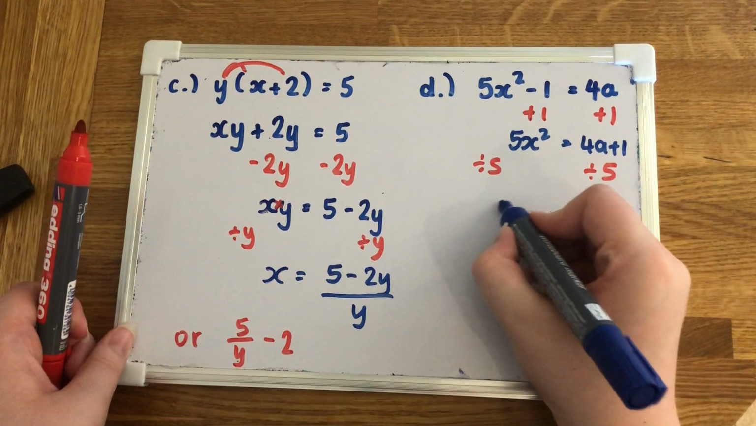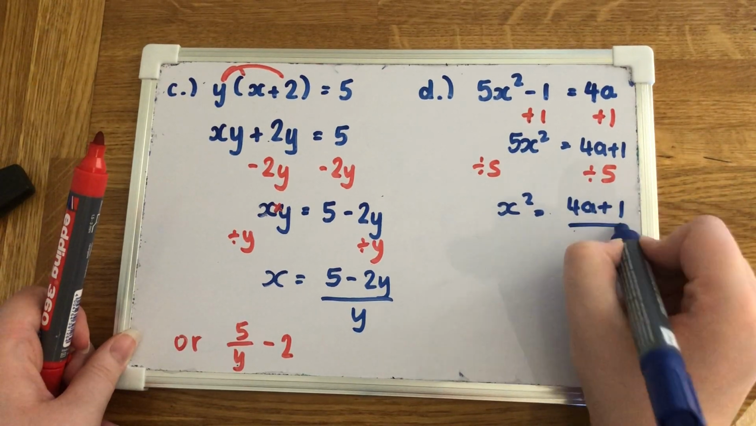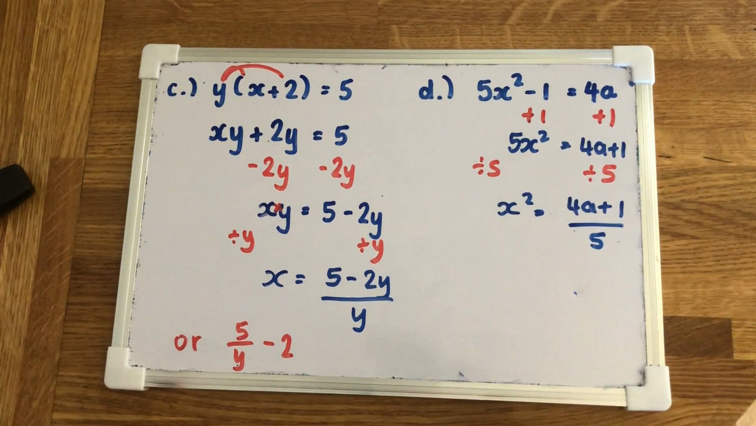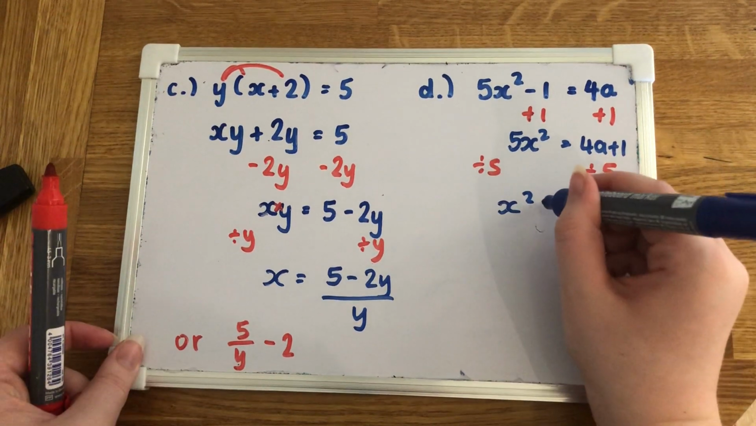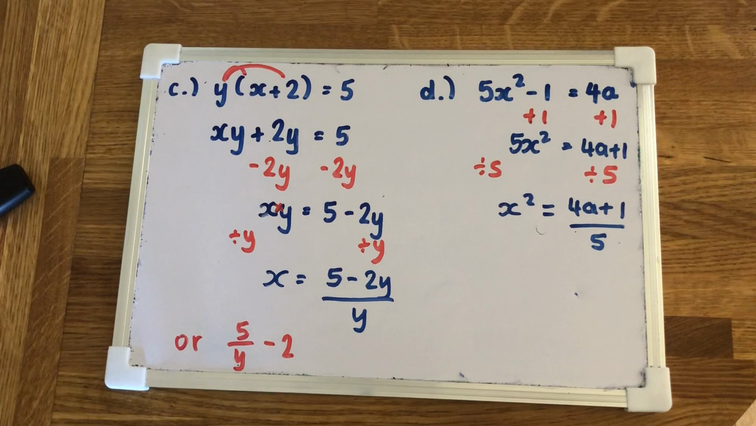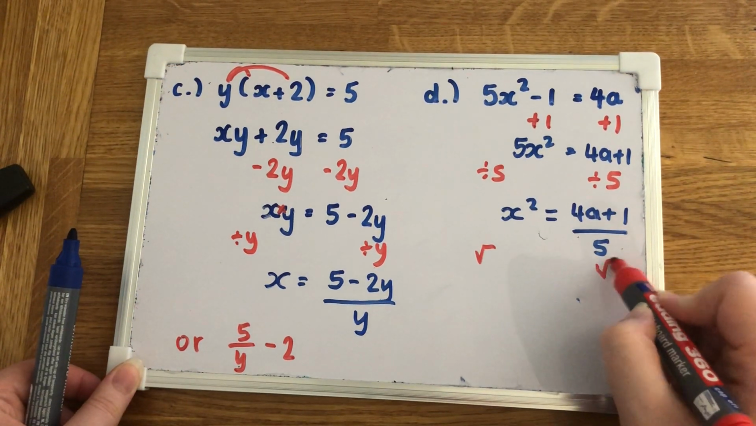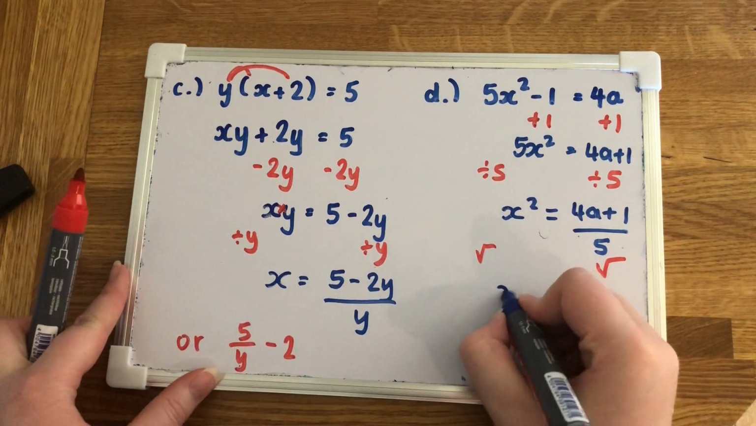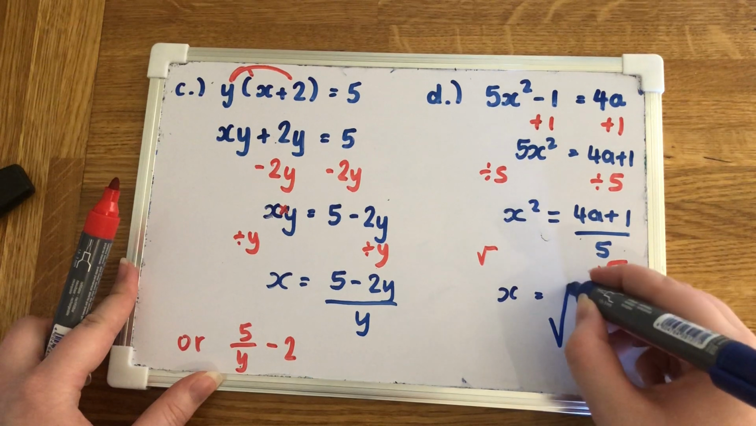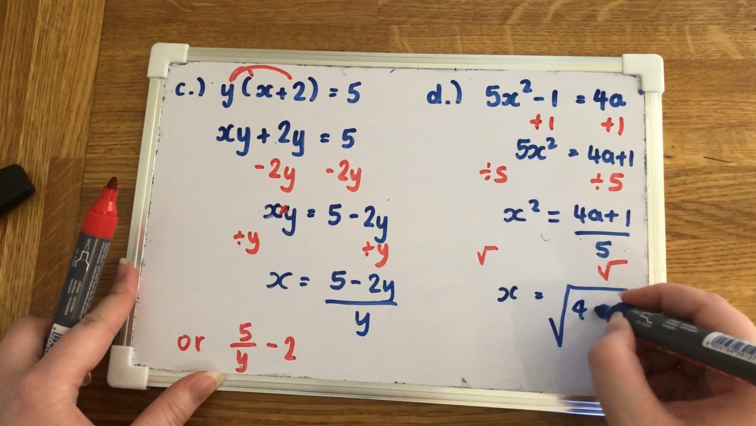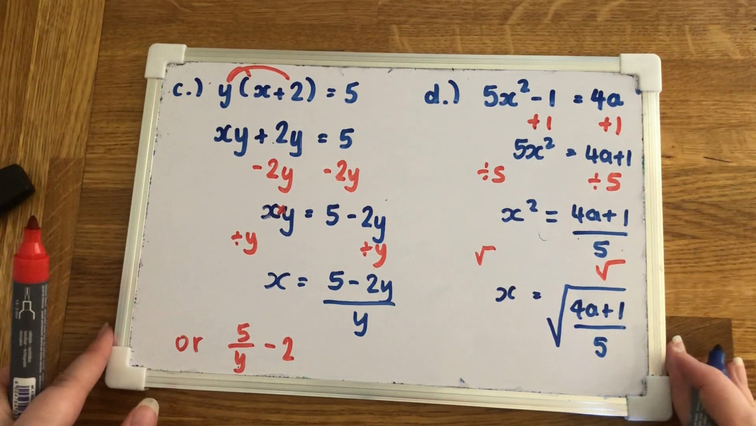So then we're left with x squared is equal to 4a plus 1 divided by 5. Again, I'm leaving it as a fraction just because that's easier. And then the final step is we need to square root that because we just want x, we don't want x squared. Again, we're going to leave it as a fraction. All I'm going to do is add a square root sign around it. And that's the answer.